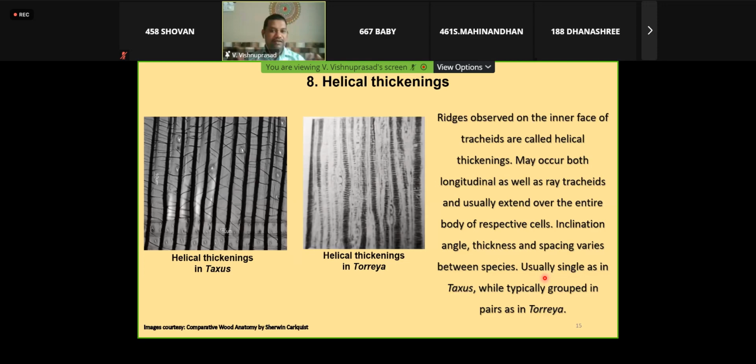It could be a possibility. So helical thickening is again very important. And sometimes it might happen that if there is one tracheid, the helical thickening will be present only in one end of the tracheid and not throughout the length of the tracheid. That also has to be observed and noted down accordingly.